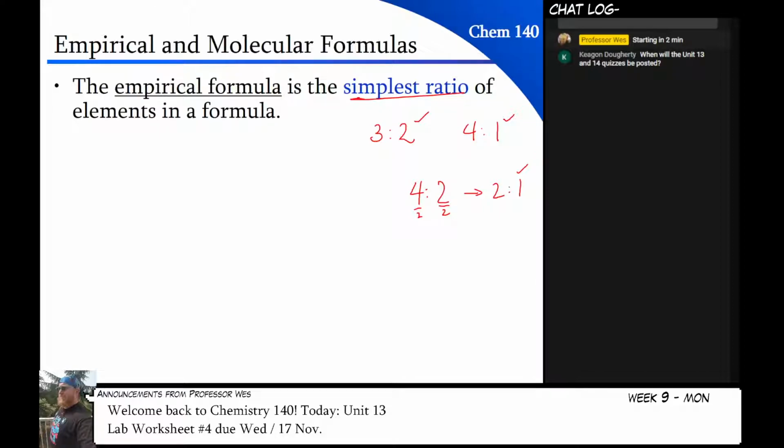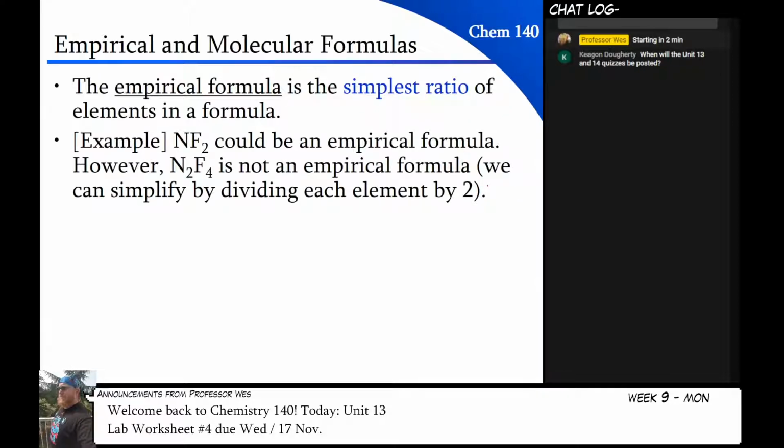All right. So there's the simplest ratio. We're going to be looking at formulas and asking, is there a number that we can divide out? In NF2, there is no number we can divide out. There's a 1 and a 2. But in N2F4, I could divide each of these by 2, and then I would get NF2 as my empirical formula.